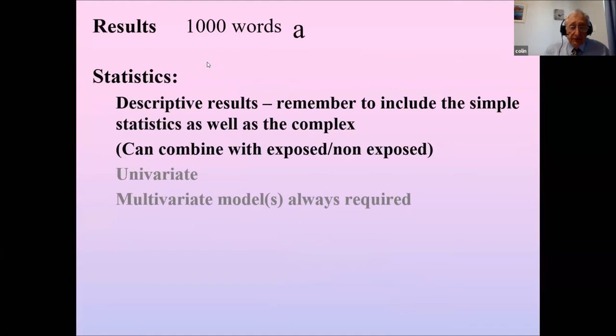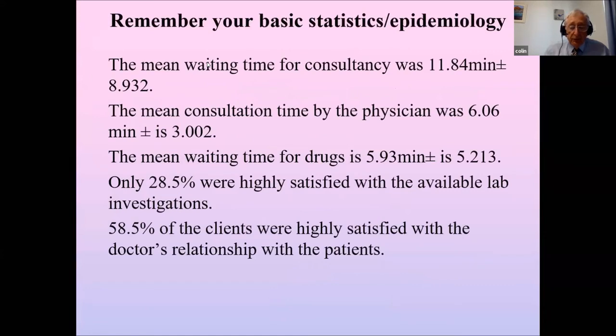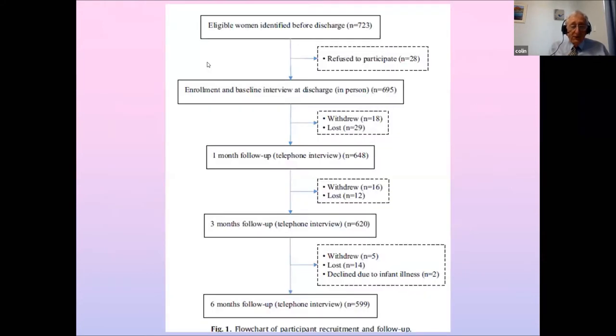Descriptive statistics, don't forget that basic descriptive statistics are required, but nowadays almost always you'll require multivariate analysis. Here's an interesting article I received not so long ago. This was about waiting time at a clinic, and you can see the mean waiting time for consultancy was 11.84 minutes, plus or minus 8.932. Now, of course, this is just nonsense. Nobody is going to measure time to 1/100th of a minute when you're waiting to see a doctor. So don't put stupid things in. Remember the basics of your statistics.